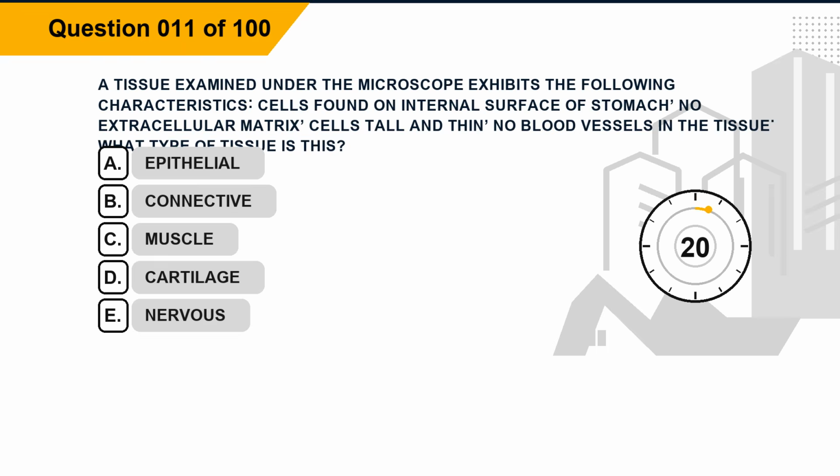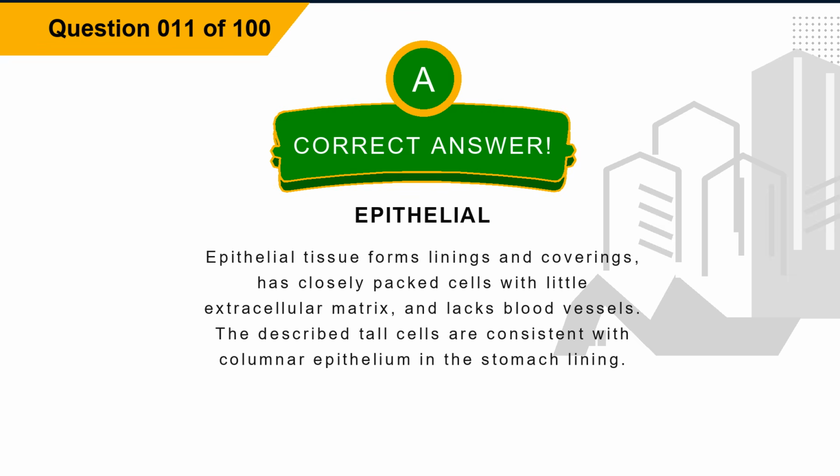Question 11. A tissue examined under the microscope exhibits the following characteristics: cells found on the internal surface of the stomach, no extracellular matrix, cells tall and thin, no blood vessels in the tissue. What type of tissue is this? Option A, epithelial. Option B, connective. Option C, muscle. Option D, cartilage. Option E, nervous. The correct answer is option A, epithelial. Explanation. Epithelial tissue forms linings and coverings, has closely packed cells with little extracellular matrix, and lacks blood vessels. The described tall cells are consistent with columnar epithelium in the stomach lining.